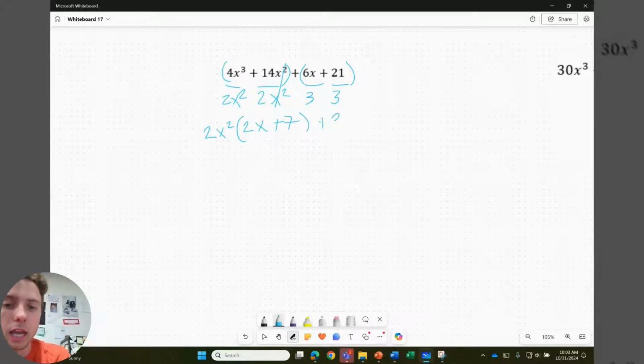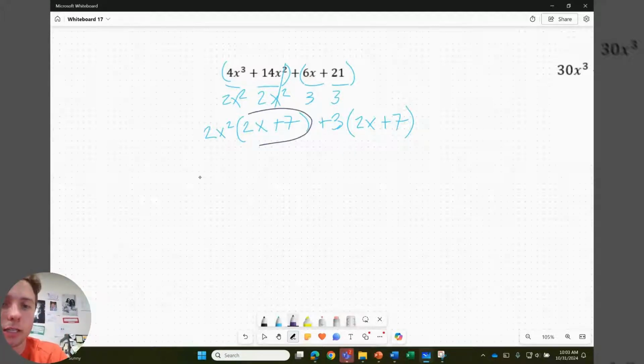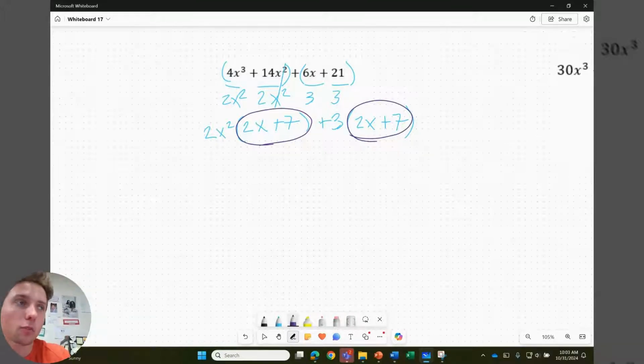Second set, same idea. Move the 3 in front of your parentheses. See what's left over. 6 over 3 is 2. The x should still be there as well. And 21 over 3 is 7. Notice your parentheses in this case are the exact same. That is what is supposed to happen when you are factoring by grouping, if it is factorable. In this case, it is factorable because they're the same.